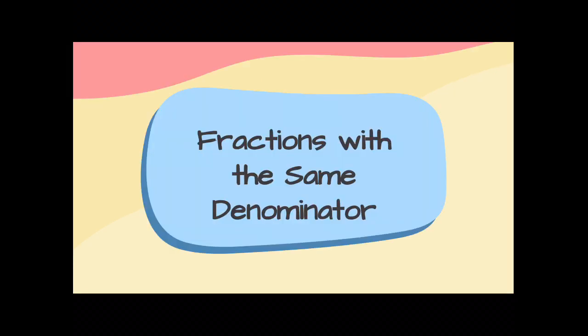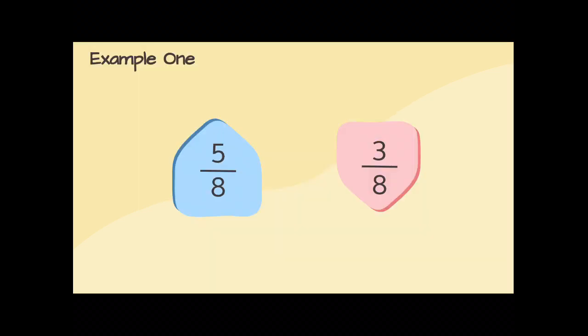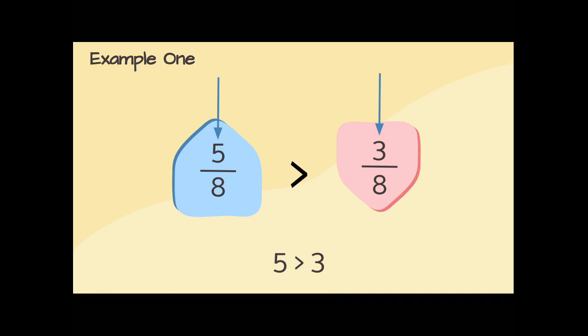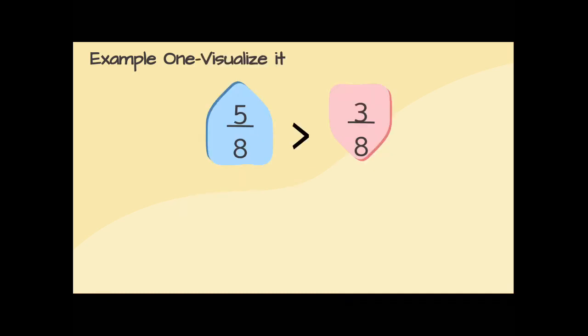So let's start simple with fractions of the same denominator. Right here we have two fractions, 5 over 8 and 3 over 8. Both the denominators are 8, so we're ready to compare the numerators. Because we know that 5 is greater than 3, we can say that 5/8 is greater than 3/8, and that's all it is. So let's just visualize what this looks like.